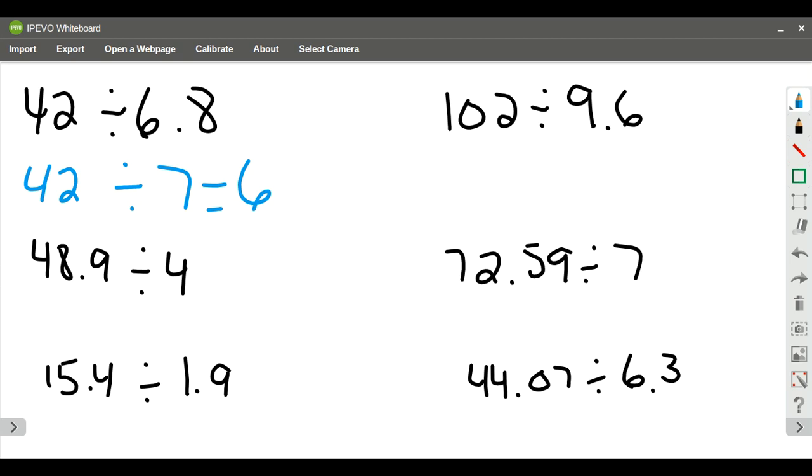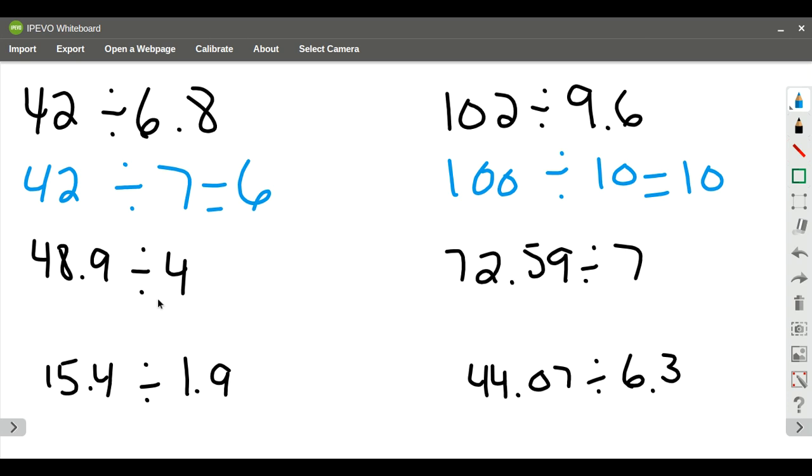The next one that I'm going to look at is 102 divided by 9.6. I'm going to take 9.6 and I'm going to round this one. So I'm going to use rounding. So 102 is going to round to 100. And so here I used compatible numbers. Here I used rounding. My answer is going to be 10.